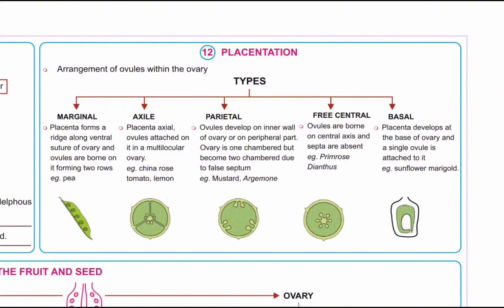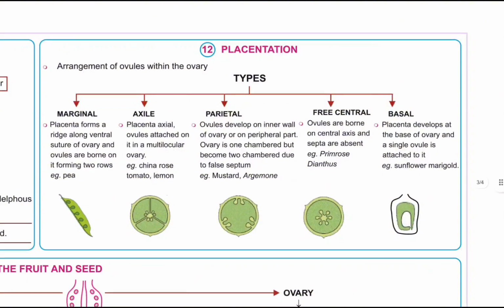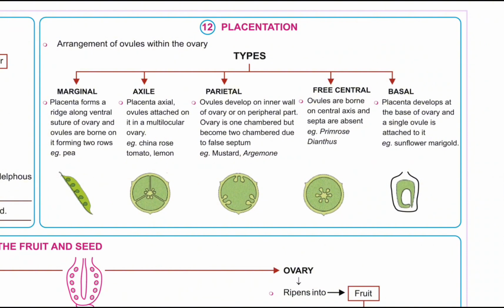Placentation is the arrangement of ovules within the ovary. Types: marginal, axial, parietal, free central and basal. Marginal: the placenta forms a ridge along the ventral suture of the ovary and ovules are borne on it, forming 2 rows. Example: pea. Axial: the placenta is axial and ovules are attached to it in a multilocular ovary. Examples: China rose, tomato and lemon.